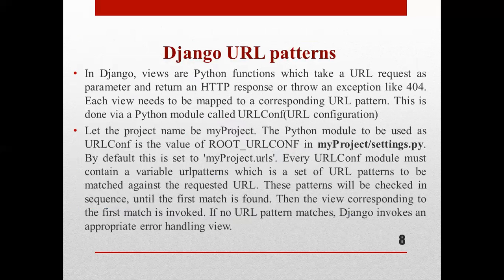Then the next one is Django URL patterns. So in Django, views are Python functions which take a URL request as a parameter and return an HTTP response or throw an exception like 404. So in Django, views are Python functions that take a URL request as a parameter, and for that request they return the HTTP response or throw an exception like 404.